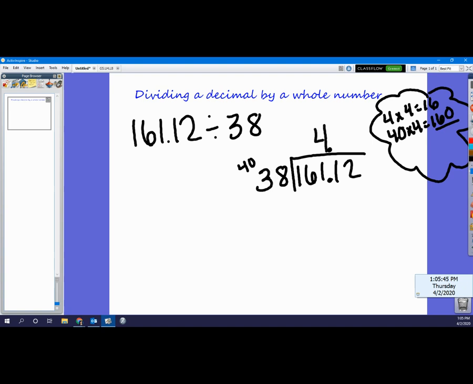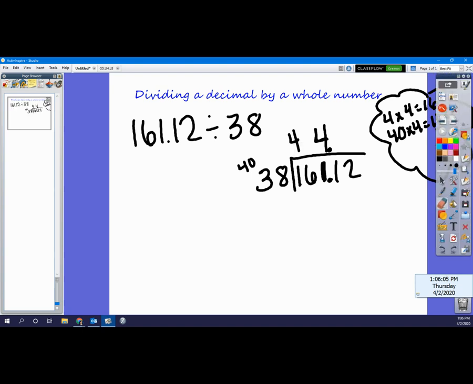Now, you need to make sure that when you write the 4 in the quotient line, it's right above the 1 in the dividend. A lot of times, students will put their 4 too far over in this direction, and then because we're dealing with a decimal, it gets all out of whack.